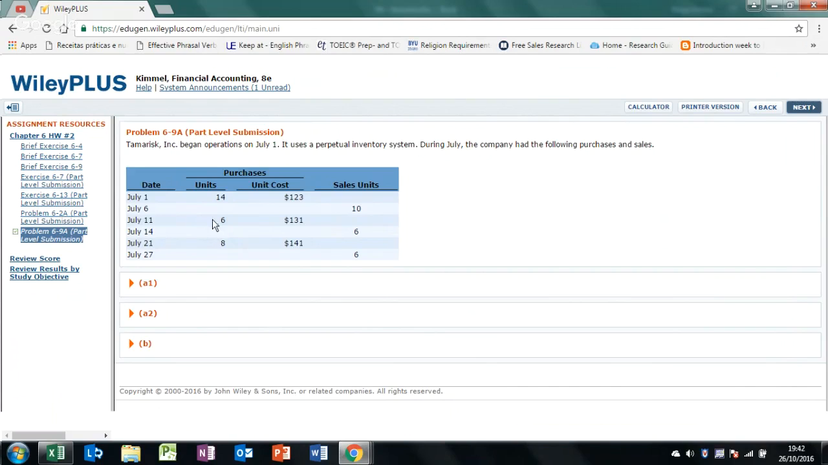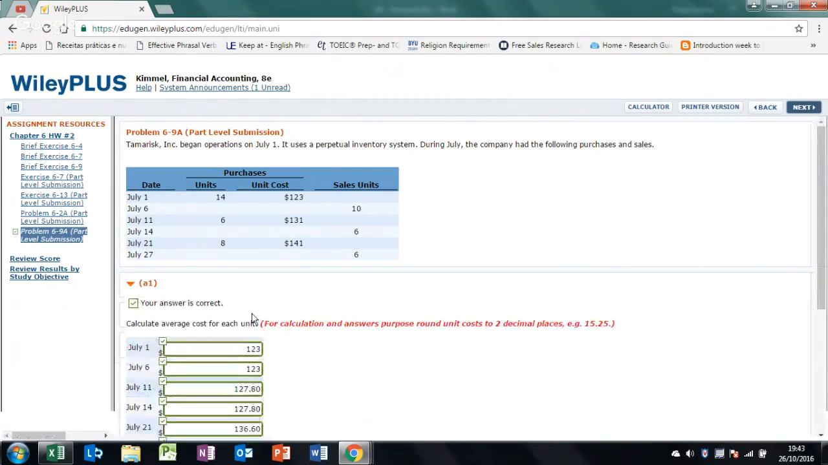July 11, purchased 6 more units at the price of 131. July 14, sold 6 more units. July 21, purchased 8 units at the price of 141. July 27, they sold another 6 units.